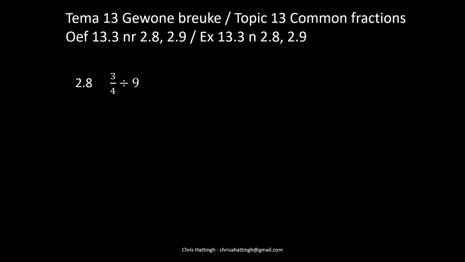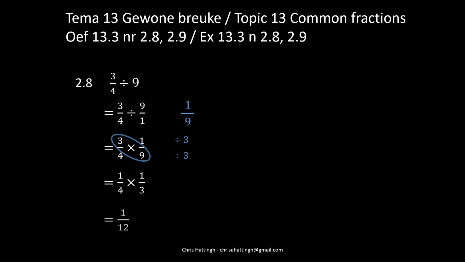Number 8, we're dividing by 9. The inverse of 9 over 1 is 1 over 9. So you're going to multiply by 1 over 9. The 3 and the 9 can simplify by dividing it by 3. So now you're sitting with 1 over 4 times 1 over 3, and that gives you 1 over 12.